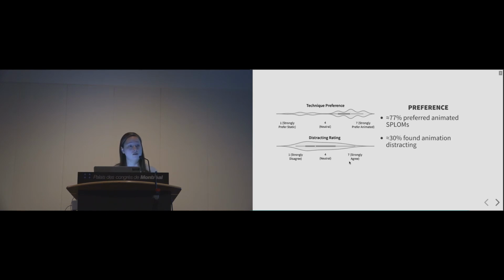There's about 30% of our users that found the animation distracting. And very interestingly, around the same number of users also performed worse using animated scatterplot matrices. So this is definitely not something that's for everyone. This motivates the reason why in our tool, you can disable animation or slow down the rate of animation if you prefer, based on your own preferences.